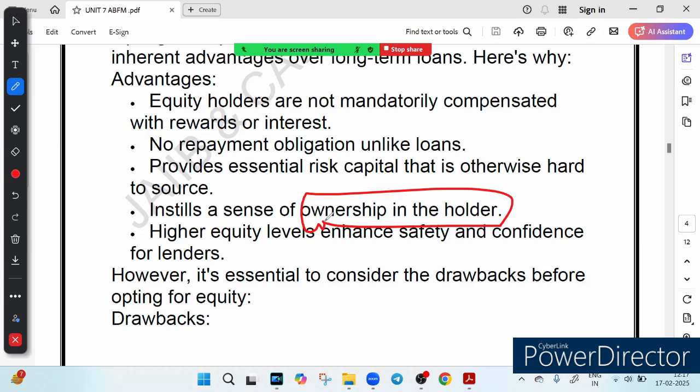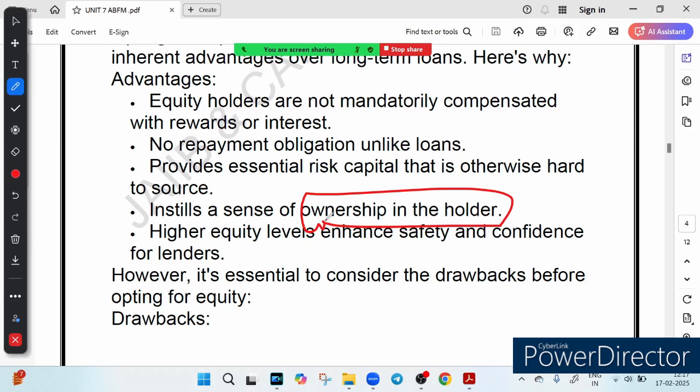Sounds great, right? But wait, there is a flip side too. So obviously these are the advantages, let me remind you: no fixed payment, no repayment stress, risk capital without debt. Companies get the fund they need without worrying about fixed interest payment. Ownership and growth, right? Equity investors become part owners, making them more invested in the company's success. This boosts confidence and attracts more lenders who see a strong equity base as a sign of financial stability.